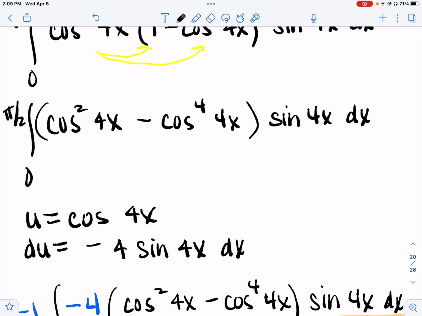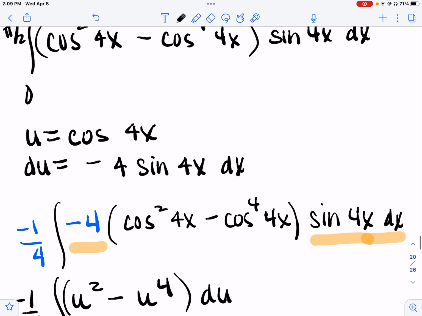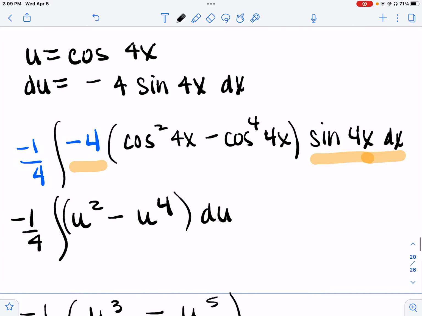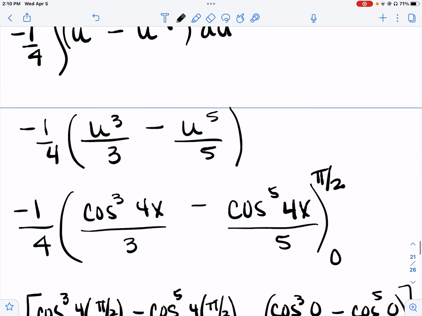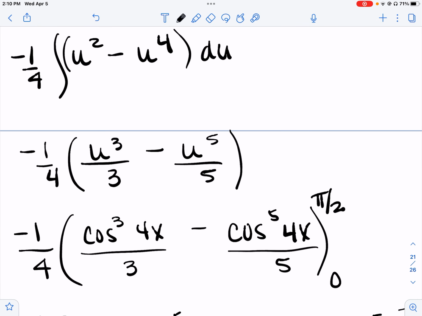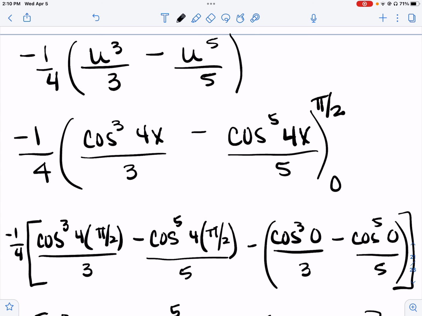Okay, if u is cosine 4x, du is negative 4 sine 4x dx. So I put in a negative 4, because I've got the sine, I just need negative 4, so negative 1/4 to balance. So the negative 4 sine 4x dx is all du. Cosine is u, so that's u squared minus u to the 4th. Okay, so integrate now, add 1 and divide. So I'll have u cubed over 3 minus u to the 5th over 5. Now u is cosine, so that's cosine cubed and cosine to the 5th.